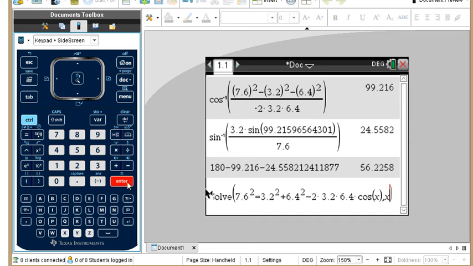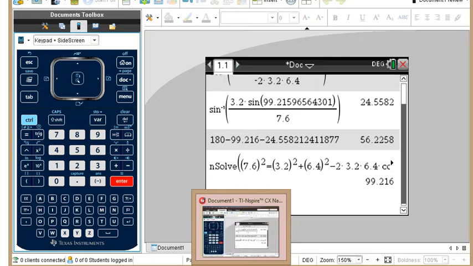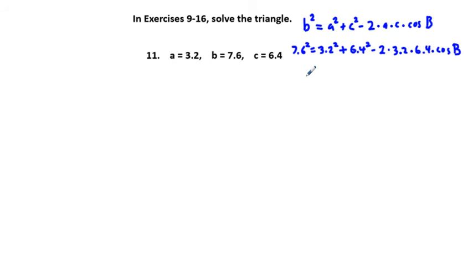We press enter. We get 99.216. Where have we seen that before? So we go over here and we say B, 99.216 degrees. Okay, a lot less writing. And then we can do the same thing for the other angles.